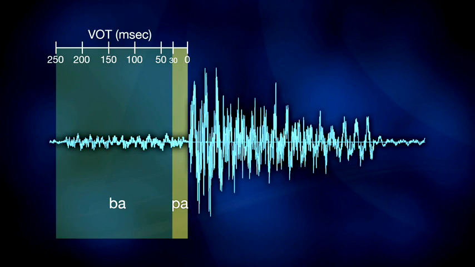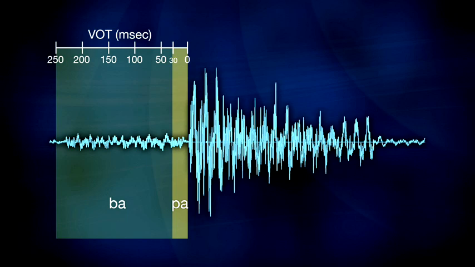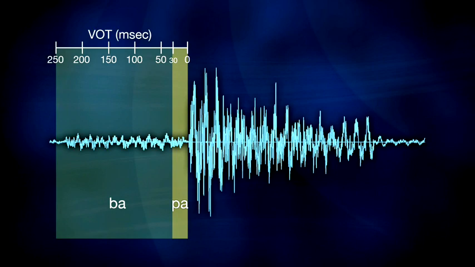Did you notice how the ba sounds switched to the pa sounds suddenly and not gradually? That shift happened right around 0 milliseconds, which means that negative VOTs are perceived as ba and positive ones are perceived as pa. This suggests that the transition is categorical in nature. The differences in VOTs don't seem to matter much when they occur within a category, but they make a huge difference across categories. This phenomenon is known as categorical perception.